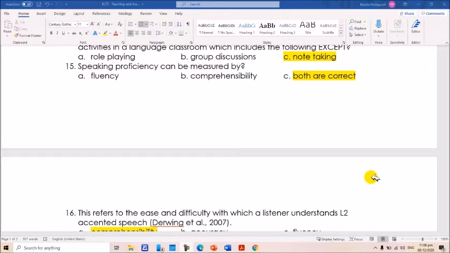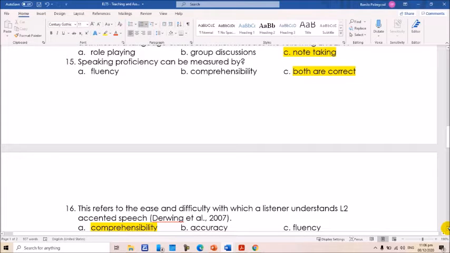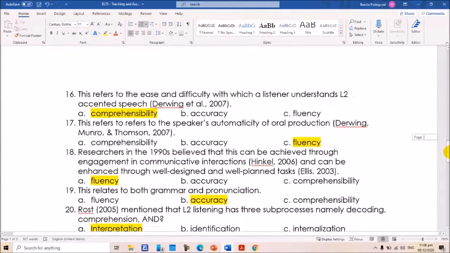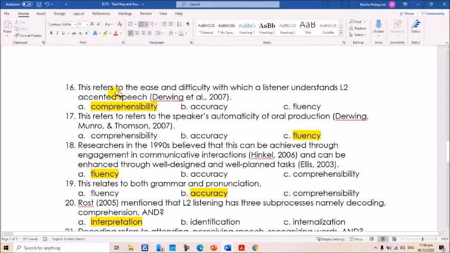Right? Number 16. Let me just scroll down. 16. This refers to the ease and difficulty with which a listener understands L2 accented speech by Derwing et al. in 2017. The answer here is comprehensibility. Again, this one can be read on the self-learning module, which I uploaded on Classroom.